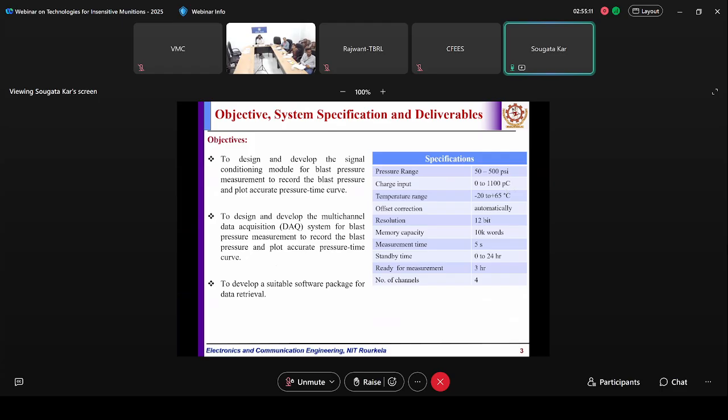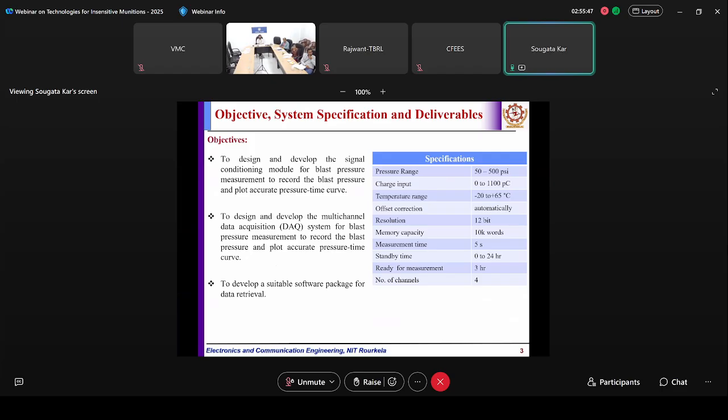The temperature range may vary, but we thought that it can be the range. It can be changed also, and it depends on the sensor and its acceptable temperature range. So the resolution of the data that we'll store will be 12-bit resolution, and the memory capacity for each module may be 10K. The 10K data samples will be stored within the memory of the system. And the total measurement time may be 5 milliseconds.